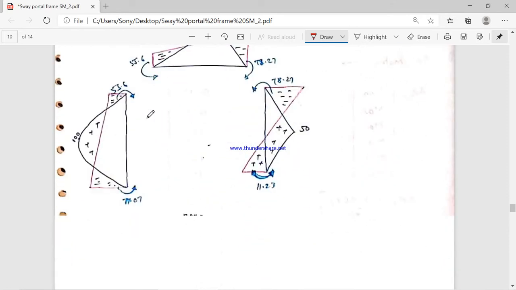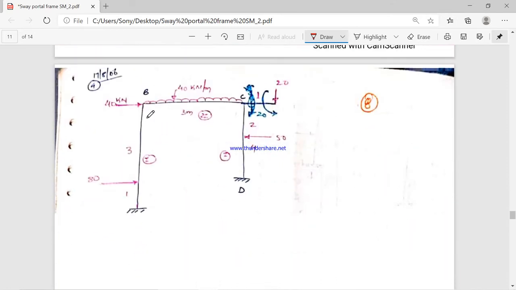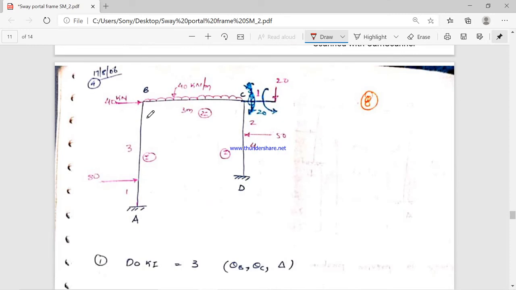Okay, so this is another example. Let us see that. Here also the conditions are the same. This is an unequal leg portal frame as shown in the figure, which has a lateral load acting on both the columns, along with a UDL of intensity 40 kilonewton. So let us see how to calculate.